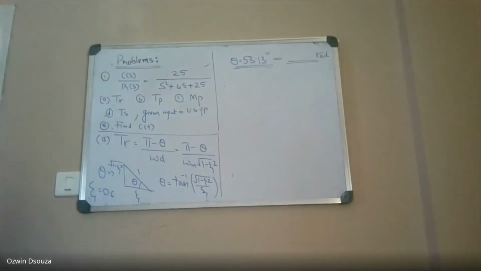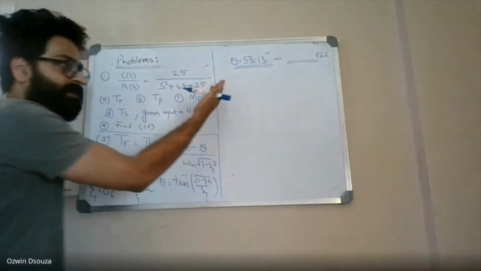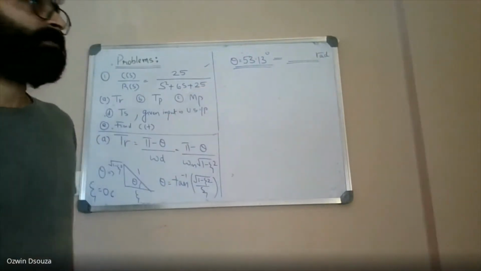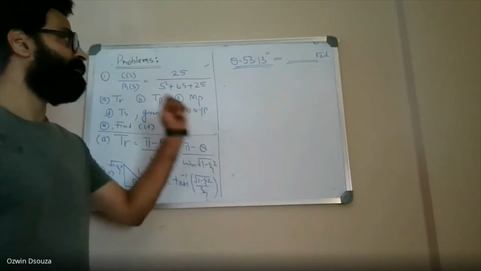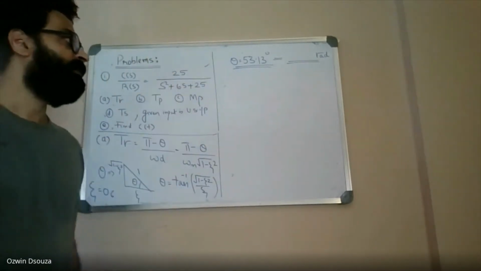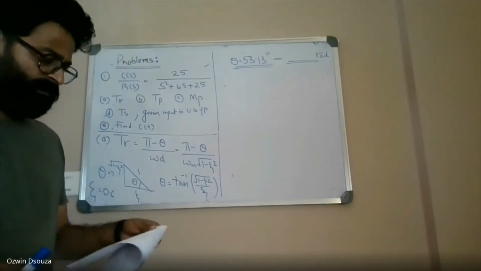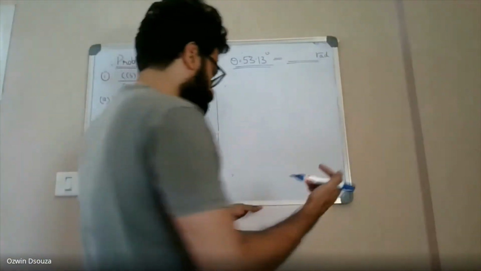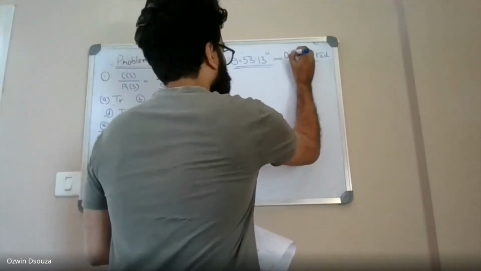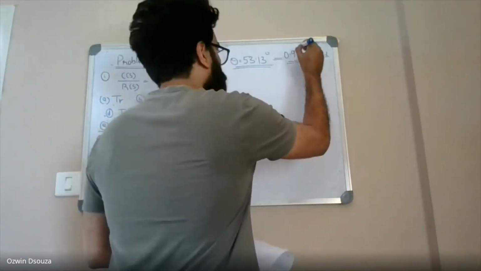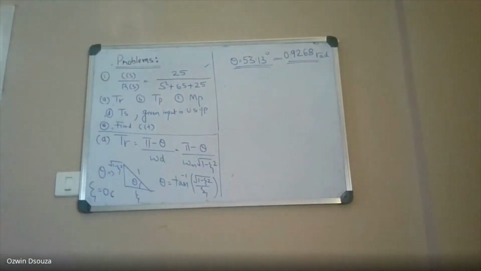How do you convert? It is degree into pi divided by 180, right? So pi by 180 is the conversion factor to convert angles from degrees to radians. So when you convert your degrees to radians, you would get theta as 0.9268 radians.